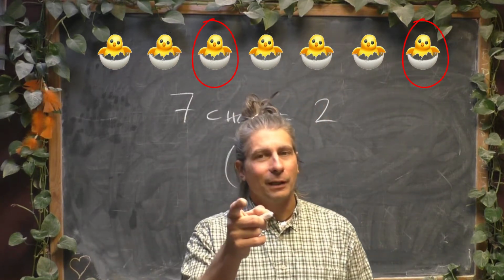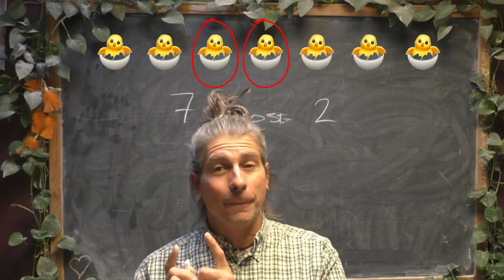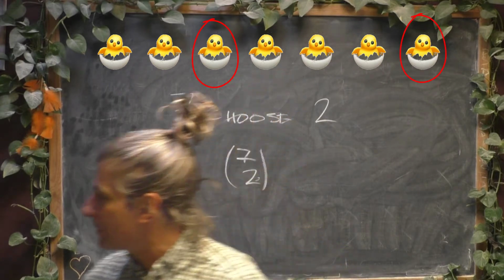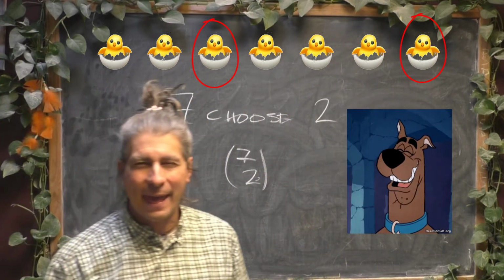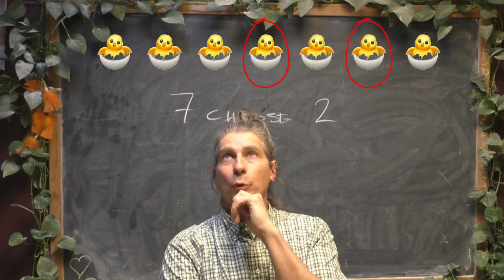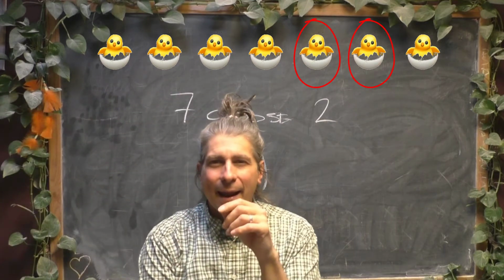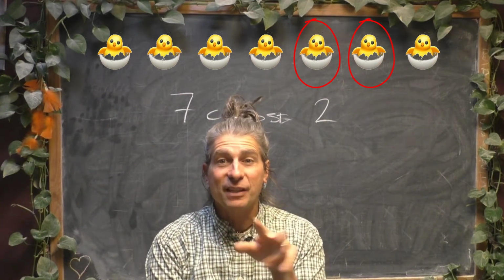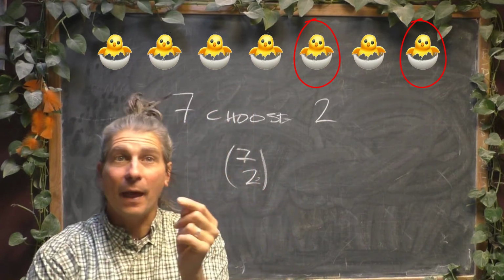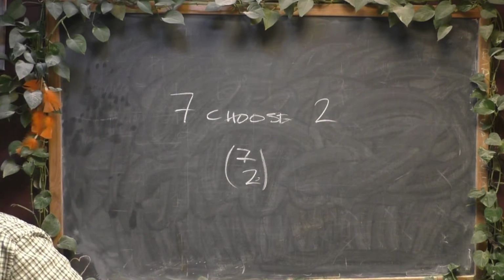Now if I bump them down again and I start with birds 3 and 4, I can go 3, 4, 3, 5, 3, 6, 3, 7. That's 4 more. That brings me to 15. And then if I start with 4, 5, 4, 6, 4, 7, that brings me 3 more. Now I'm at 18. And then if I bump it down to 5 and 6, it's either 5, 6 or 5, 7. That's 2 more. That's 20. Keep that in my head now. And then it could be 6 and 7. So there's 21.